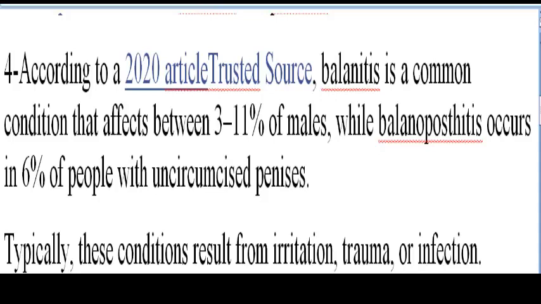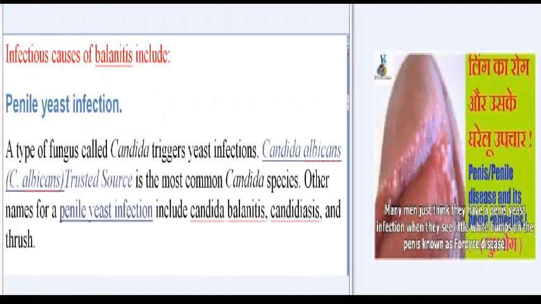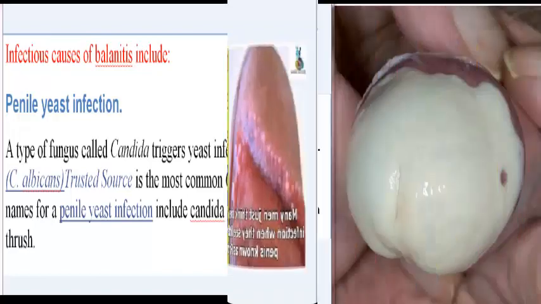Typically, these conditions result from irritation, trauma, or infection. Infectious causes of balanitis include penile yeast infection. A type of fungus called Candida triggers yeast infections. Candida albicans, C. albicans, is the most common Candida species. Other names for a penile yeast infection include Candida balanitis, candidiasis, and thrush.